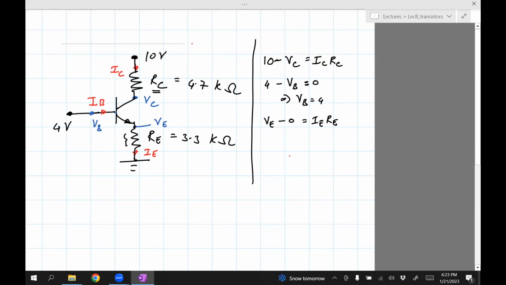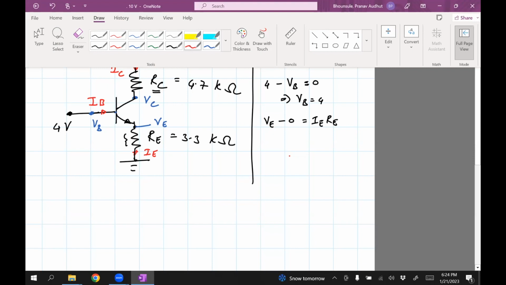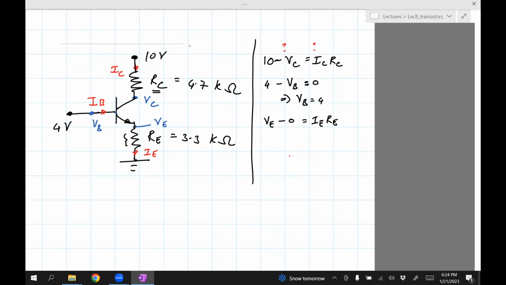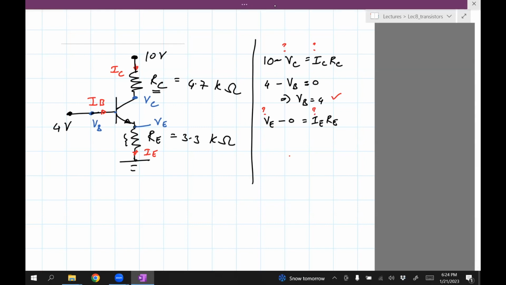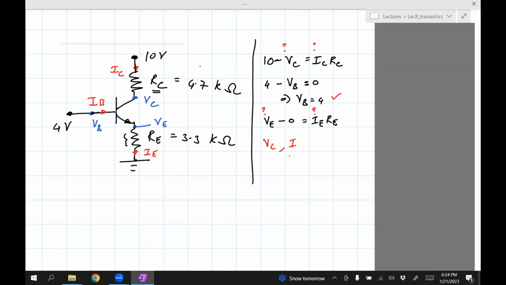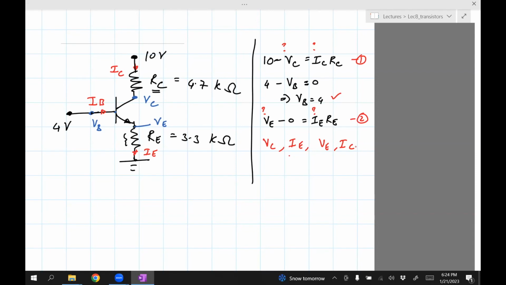Now, these equations came effectively from a variant of KVL. Let's see what the unknowns are here. We have VC, we have IC, we have effectively solved for VB, so we don't have to worry about it. There is VE, and then there's IE. So we have the following unknowns so far: VC, VE, IE, and IC. Okay, so there are 4 unknowns, but we only have 2 equations. So 2 equations will not help us to solve for 4 unknowns, so we need to generate more equations.